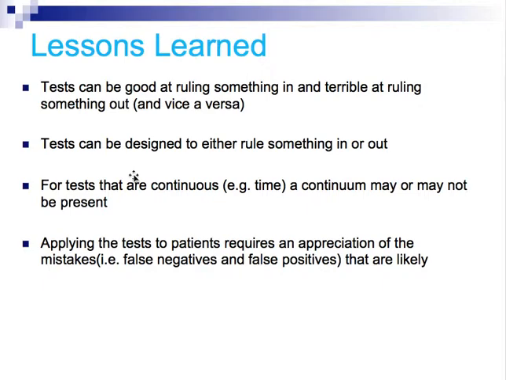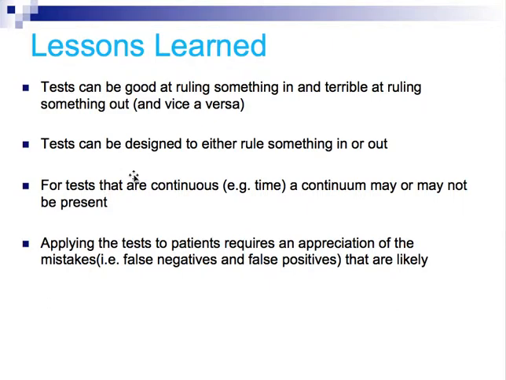Tests can be good at ruling something in and terrible at ruling something out, and vice versa. Tests can be designed to either rule something in or out on purpose. And for tests that are continuous, they have a time variable or something that's a continuous measure. You can have a continuum that may or may not be present. So sometimes you can use extreme high values or extreme low values to make judgments. And a good example of that is the timed up and go test.